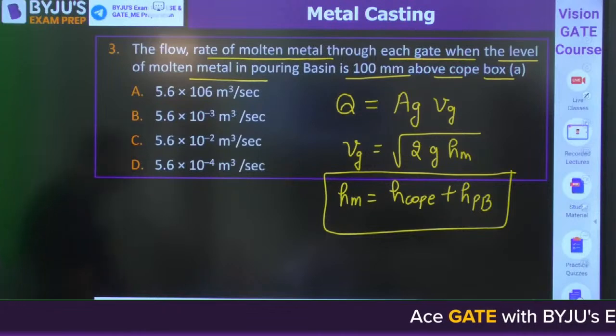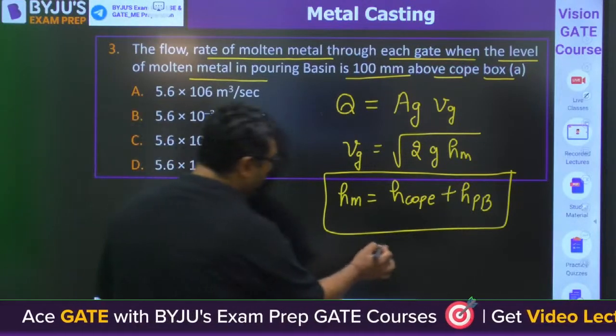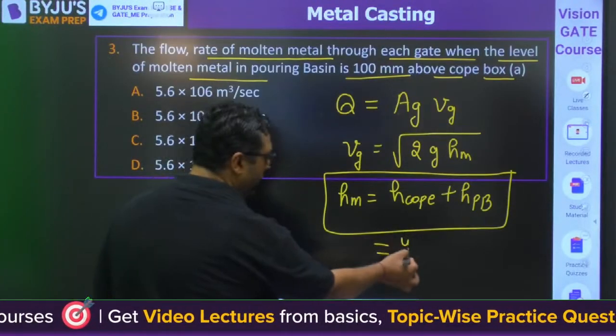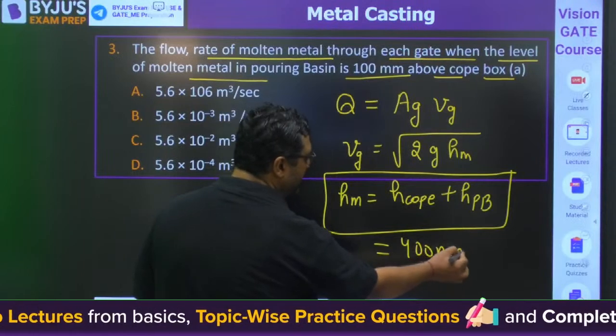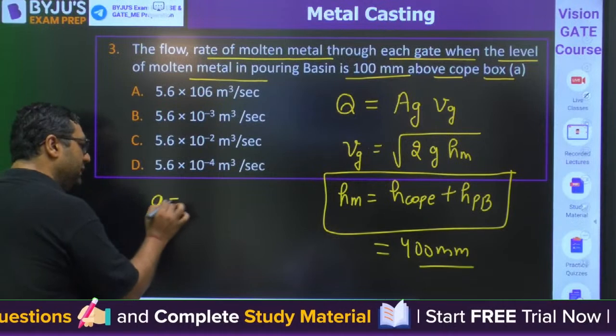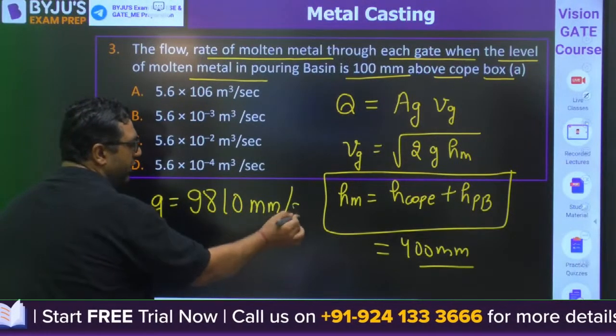The height of molten metal you can very easily understand will be 300 plus 100, which is 400, because the height of the cope box is 300. So it is going to be 400 mm. Put the value, get the answer, guys. You need to put g also in mm, that will be 9810 mm per second square.